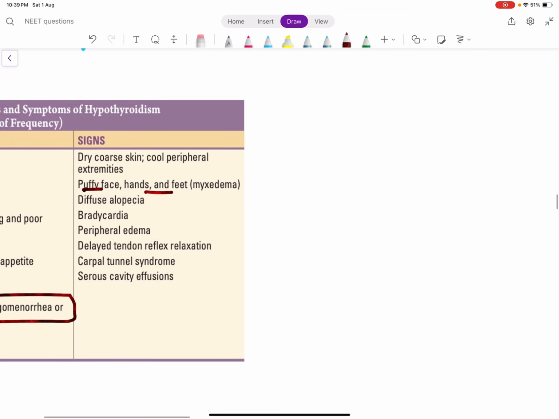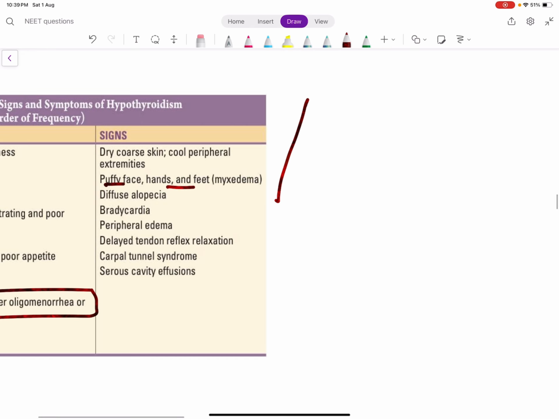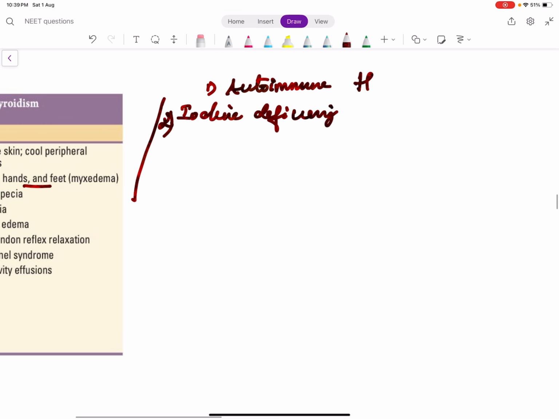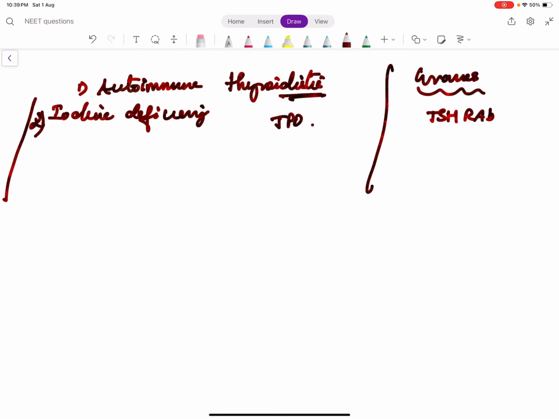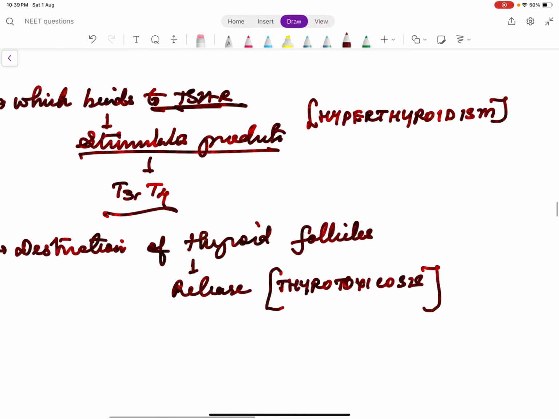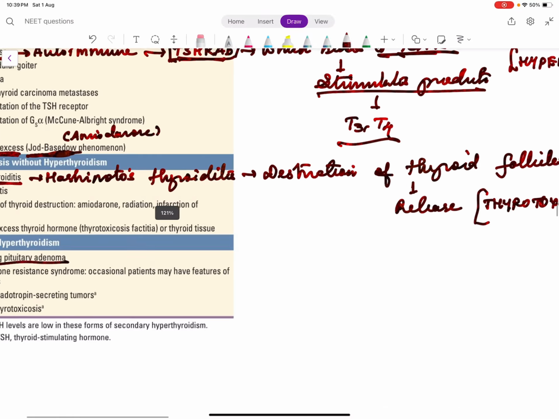So what is the most common cause of hypothyroidism? Previously it was thought to be iodine deficiency, but now autoimmune causes have taken the lead, so autoimmune thyroiditis. Graves' disease is also autoimmune, but in Graves' disease there is hyperthyroidism and the antibody is a TSH receptor antibody, whereas in autoimmune thyroiditis, the antibody is TPO antibody. Hashimoto's thyroiditis is also autoimmune thyroiditis.